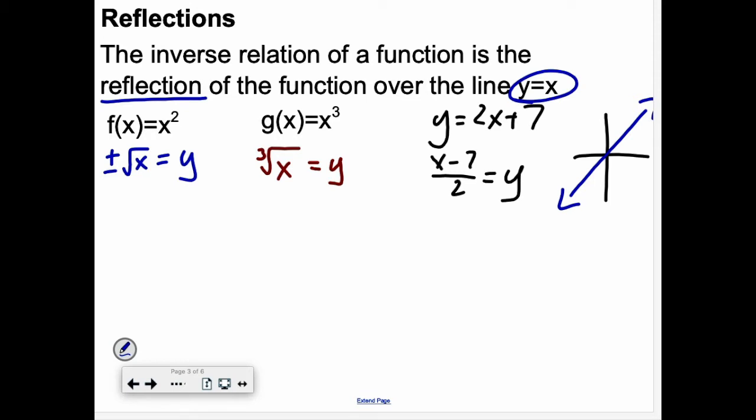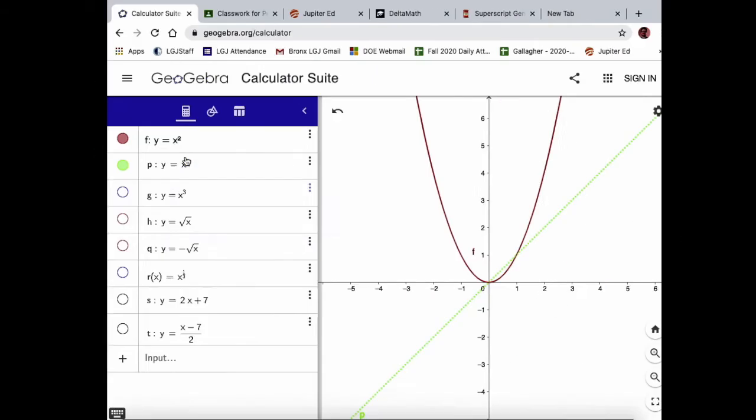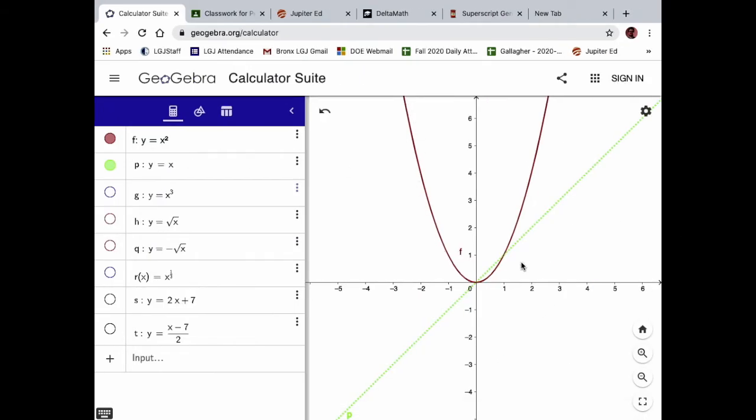Now, let's take a look at what these look like using our graphing calculator. I'm going to use GeoGebra Online instead of Desmos to show you a different way just because, hey, why not? We'll do this first one first. Our original is graphed here in red. This green dotted line is y equals x. Now, if I plot the positive square root and the negative square root, I have the reflection over this dashed line. Now note, this fails the vertical line test.